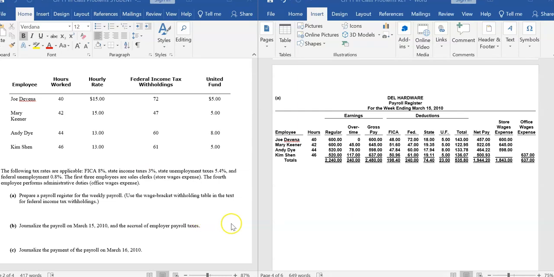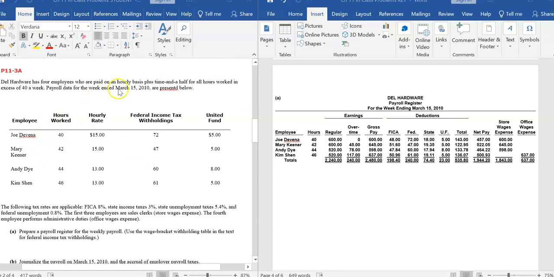All right, for this next problem, I'm going to do a split screen here to make it easier to follow. Here we have 4 employees that are paid on an hourly basis plus time and a half for all hours worked in excess of 40 hours each week. This is the payroll data for the week that ended March 15th.